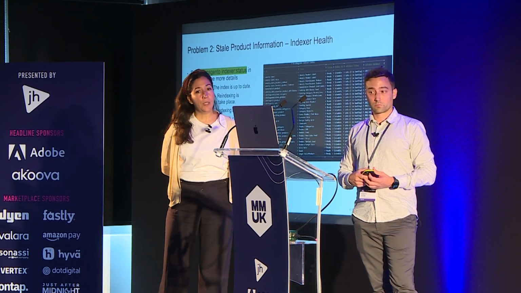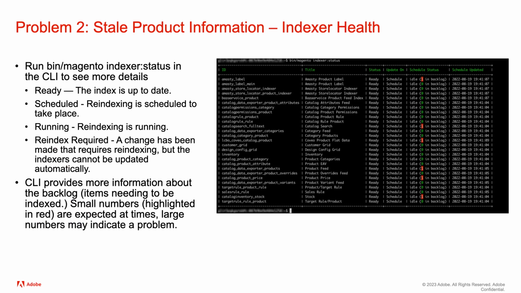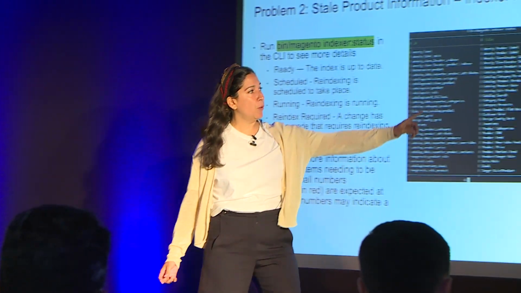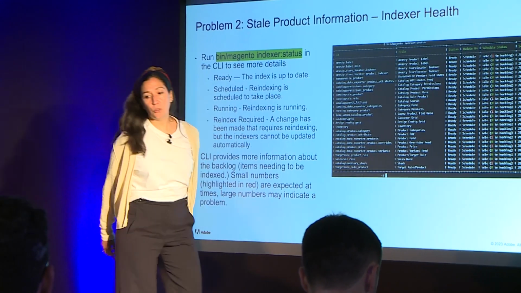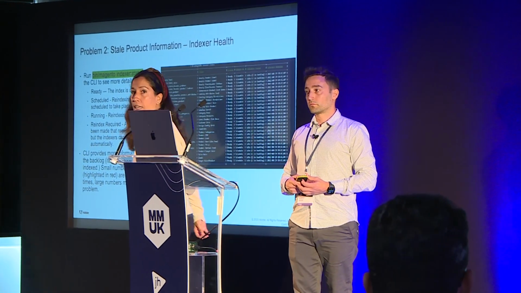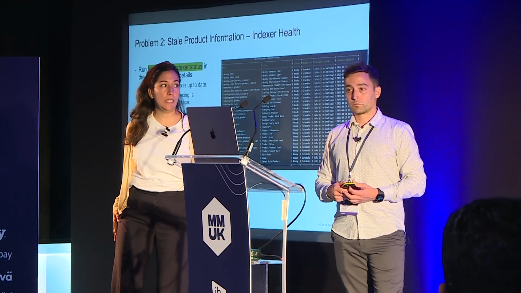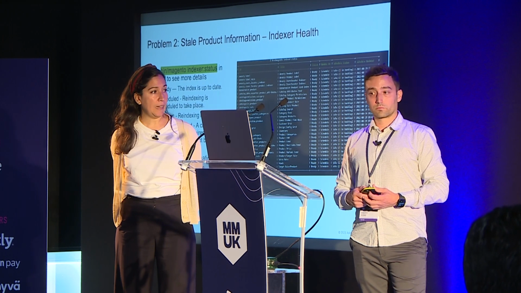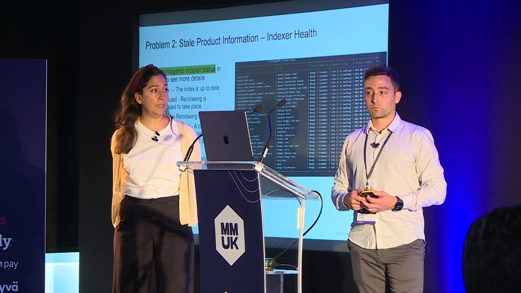We also know the trick. If you run that CLI command, you will get a bit more information than before. For example, here, not sure you can see, but you can get the number of items in the backlog. So those are the IDs that need to be re-indexed. Small numbers may be okay, but if you see high numbers, it may be a problem, that things are getting stacked. So you need to investigate.